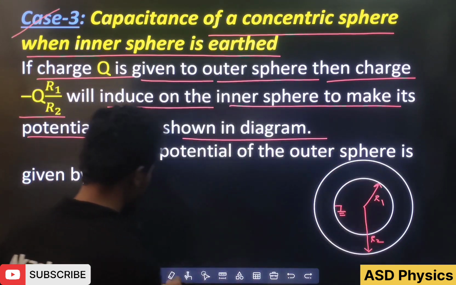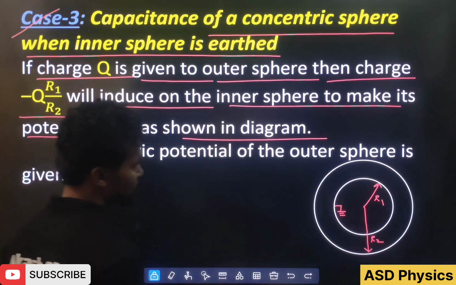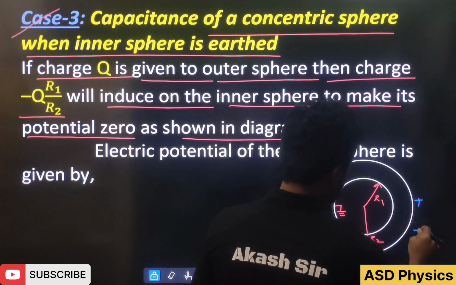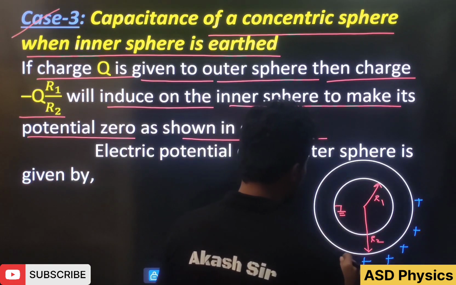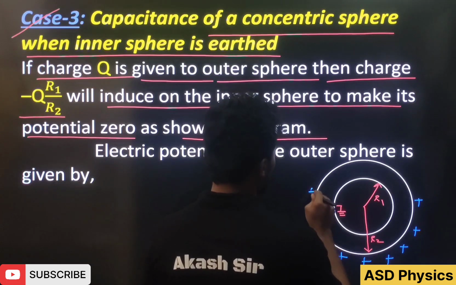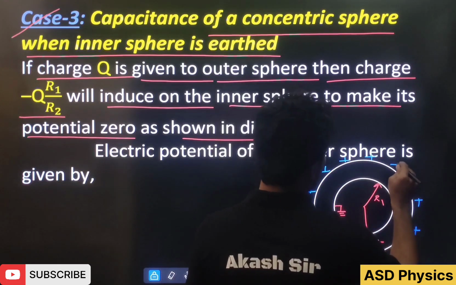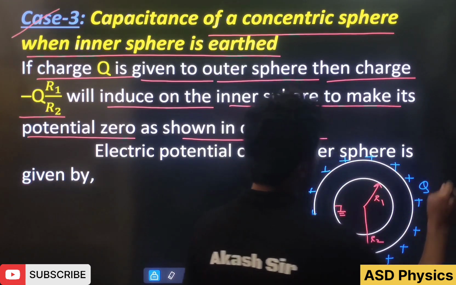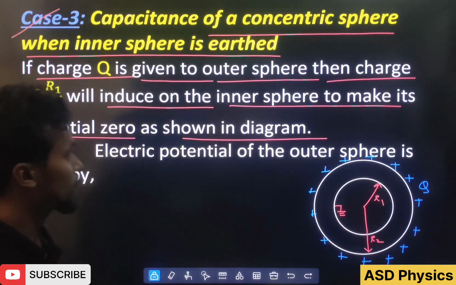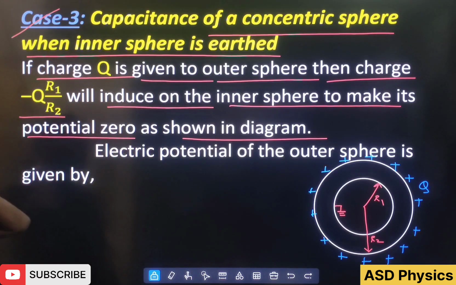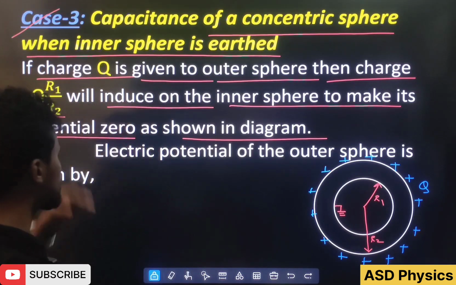Okay, so see here please, which sphere are we giving the charge to now? It is just a reverse situation compared to the previous one. Here we have given charge Q on the outer sphere. That means how much charge will be induced on the inner sphere? Minus Q R1 by R2.